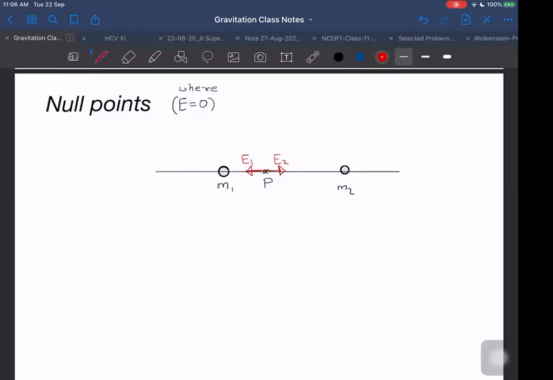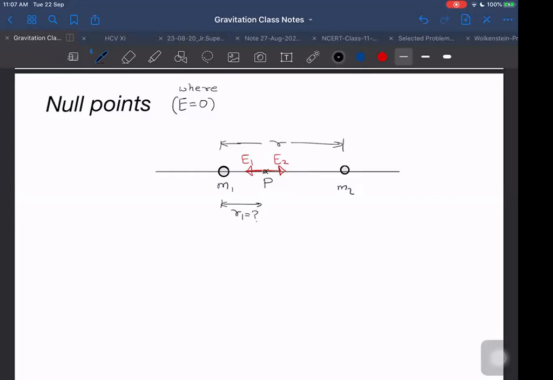Then we will say net field will become 0 because of the vector sum. The total distance between them is given as R, and you have to find the position. Now you can apply the formula. What we want to find is R1 and R2.